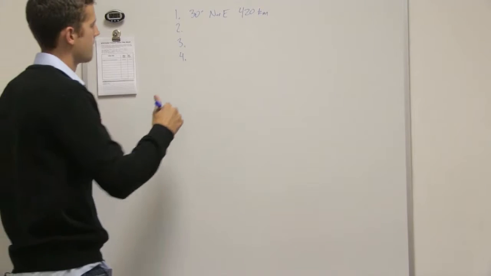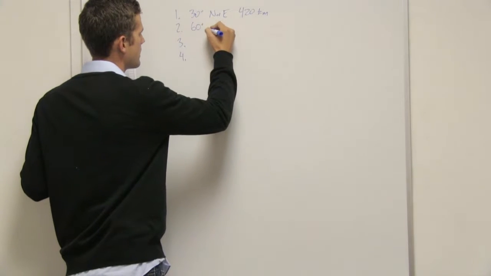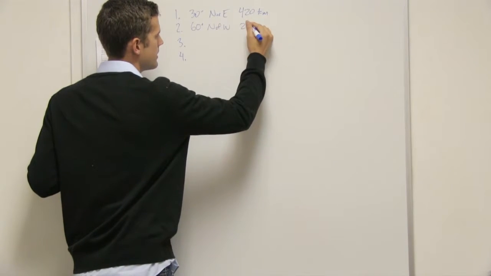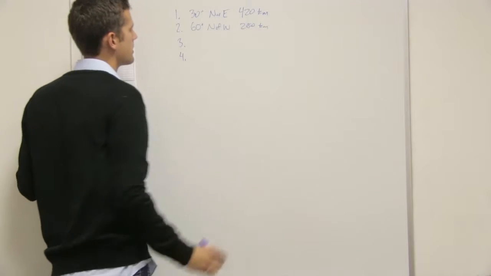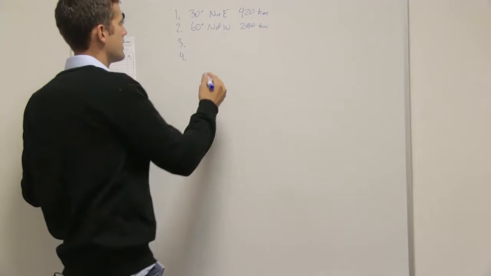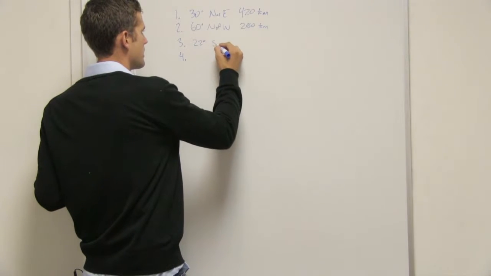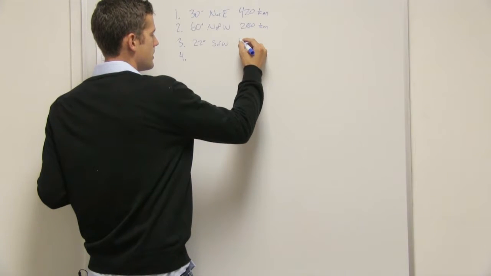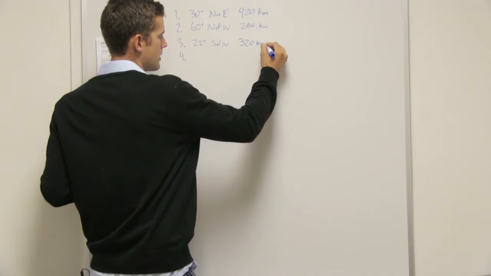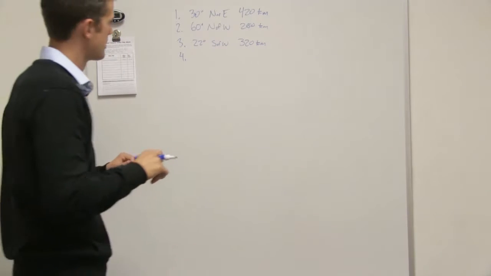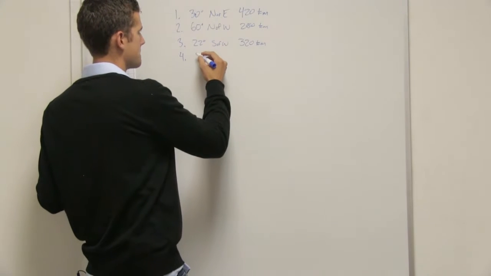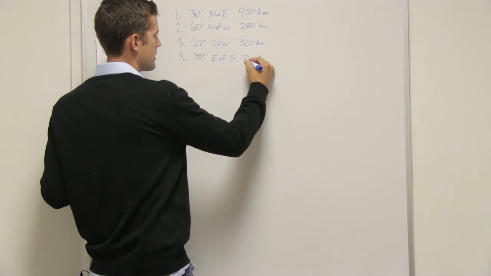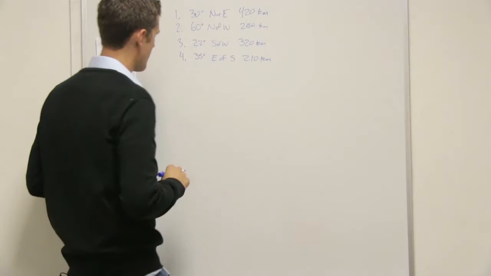And then you have the second leg, which is 60 degrees north of west for 280 kilometers. And the third is 22 degrees south of west, and it has a magnitude of 320 kilometers. And the fourth leg states that it has a 35 degree angle east of south for 210 kilometers.